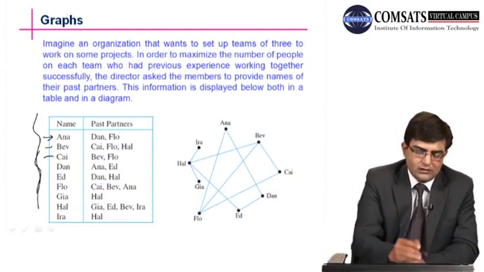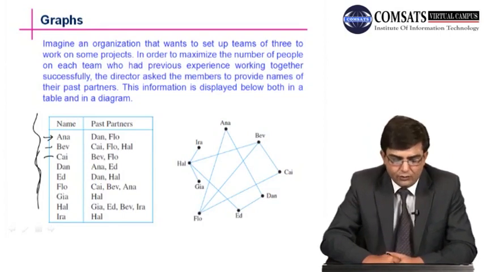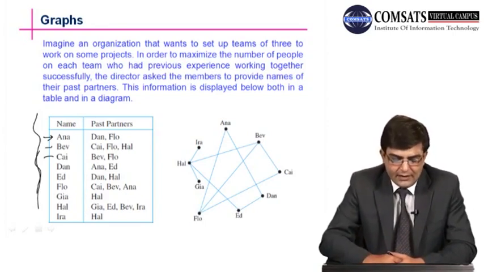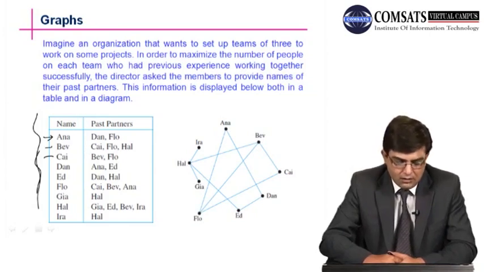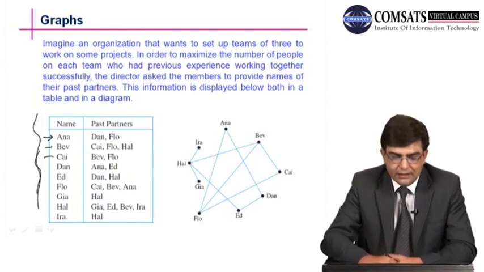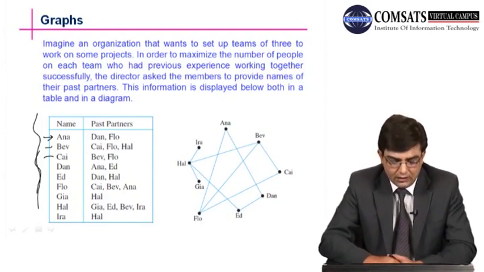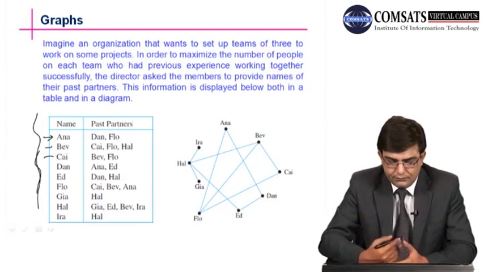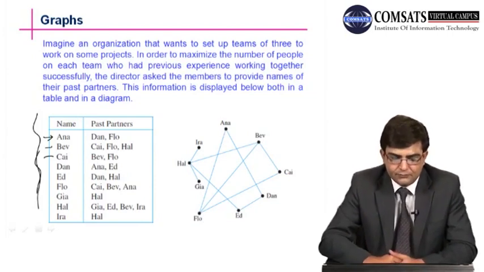Sia has worked with Bev, Flu. Dan has worked with Anna, Ed, Hal. Flu has worked with Sia, Bev, Anna. Gia has worked with Hal. Hal has worked with Gia, Ed, Bev, Ira, and Ira has worked with Hal. So this is basically information of the persons who have worked together with other persons in previous projects.